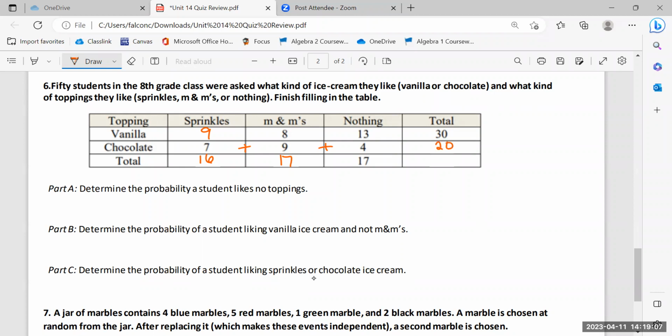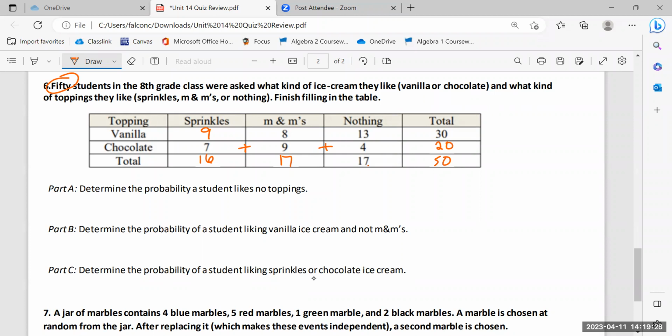All right, and then we need to figure out the total amount of kids, in the bottom right. So we do 30 plus 20, which would give us 50. And we can also make sure that 16 plus 17 plus 17 equals 50, which it does. So we're good. So the total amount of kids they surveyed, 50, which they told us in the problem.